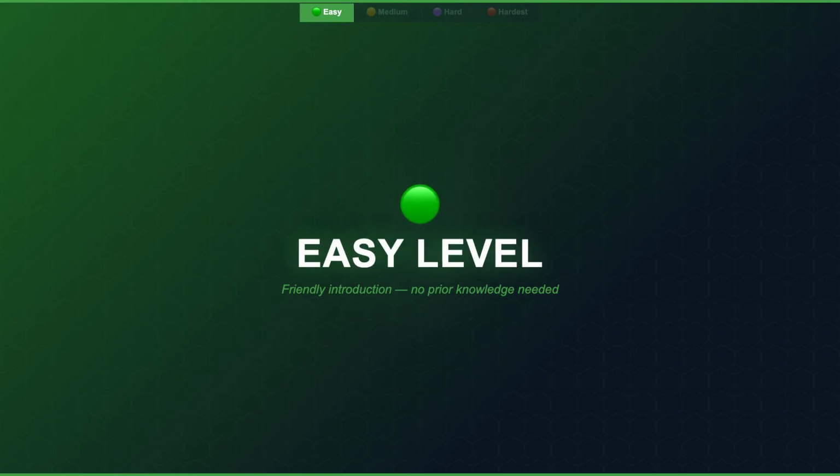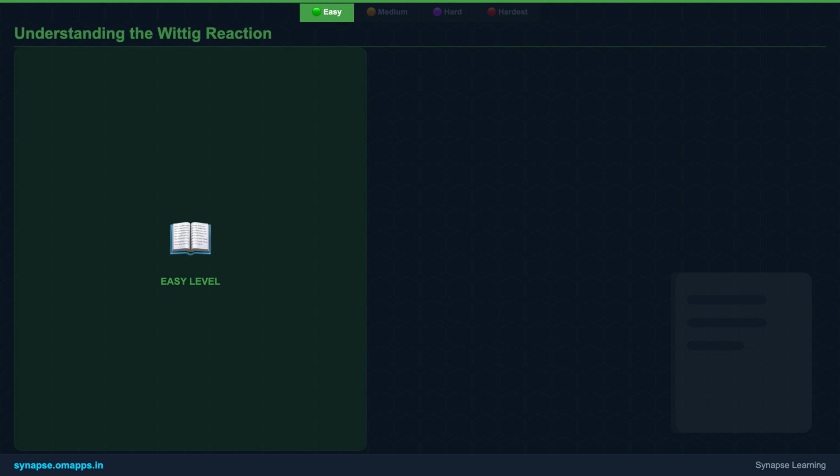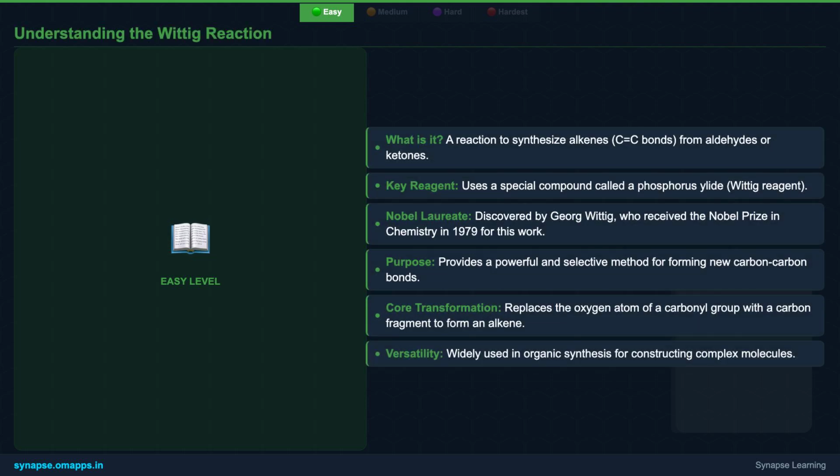Let's begin our journey by understanding the fundamental principles of the Wittig reaction. The Wittig reaction is a cornerstone in organic synthesis, primarily used to create carbon-carbon double bonds, or alkenes, from aldehydes and ketones. Imagine transforming a carbonyl group into an alkene. That's the magic here. This reaction employs a unique reagent called a phosphorus ylide, often referred to as a Wittig reagent. It's named after Georg Wittig, whose groundbreaking work earned him the Nobel Prize in Chemistry in 1979.